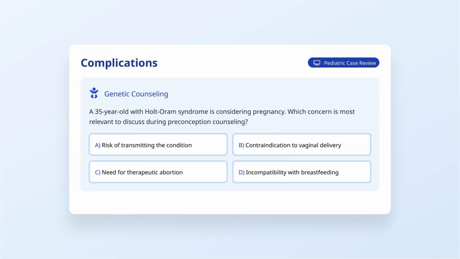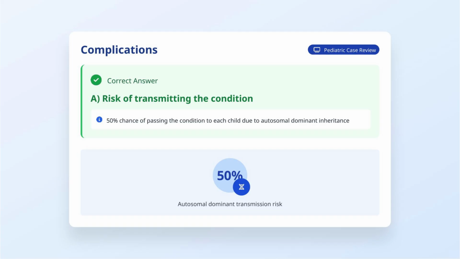A 35-year-old with Holt Oram syndrome is considering pregnancy. Which concern is most relevant to discuss during preconception counseling? A. Risk of transmitting the condition. B. Contraindication to vaginal delivery. C. Need for therapeutic abortion. D. Incompatibility with breastfeeding. The correct answer is A. Risk of transmitting the condition. Due to the autosomal dominant inheritance pattern, an affected individual has a 50% chance of passing the condition to each child. Genetic counseling should be offered to discuss this risk, along with options such as pre-implantation genetic diagnosis. Additionally, cardiac status should be evaluated, as pregnancy can stress an already compromised heart.